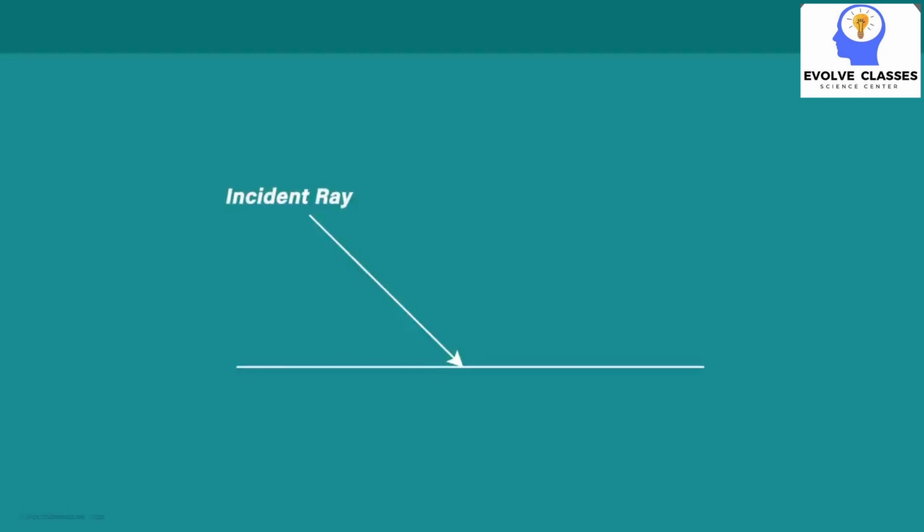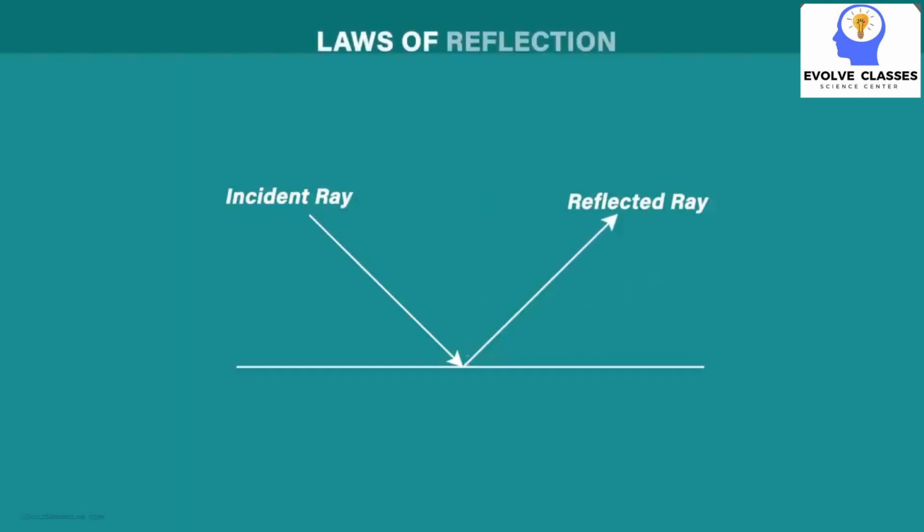Consider this plane surface. Suppose one of the rays of light from the bulb strikes at this point. This is called an incident ray. We know that this surface will reflect this ray, and the reflected ray will travel in this direction. Why only in this direction? Why not here or here? This is because rays of light obey certain laws of reflection when they strike any surface.